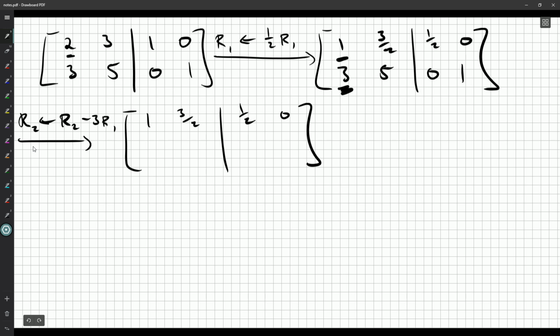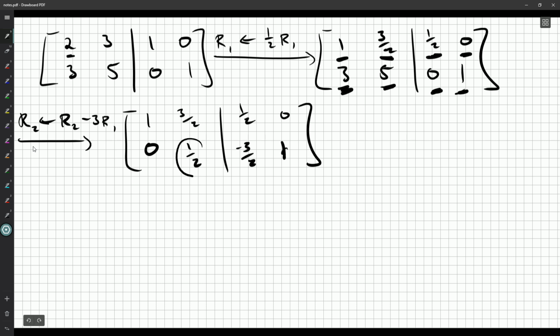3 minus 3 times 1 is 0. 5 minus 3 times 3 halves will be 5 minus 9 halves. Now 5 is 10 halves. 10 halves minus 9 halves will be 1 half. 0 minus 3 times a half will be negative 3 halves. And 1 minus 3 times 0 will be 1.